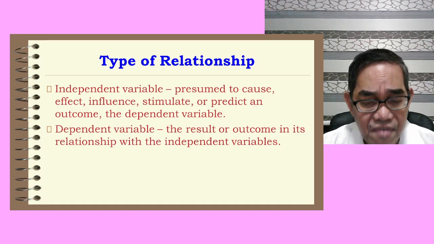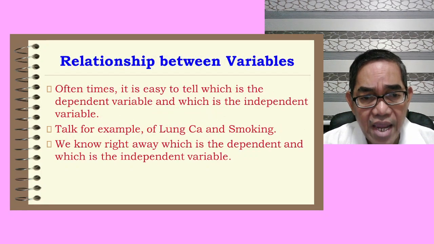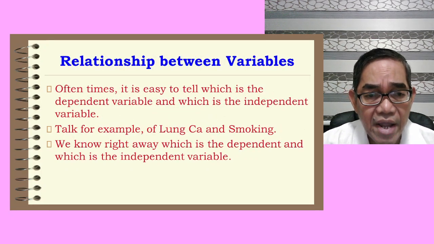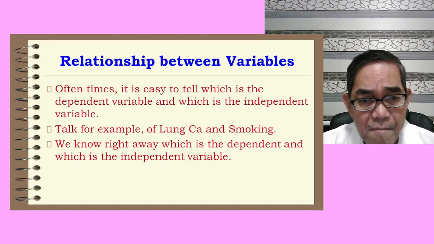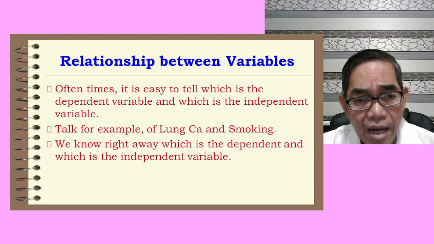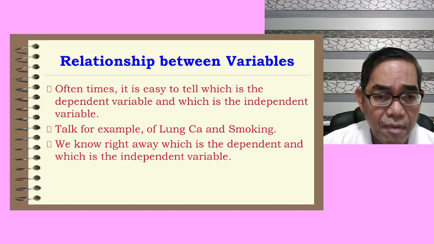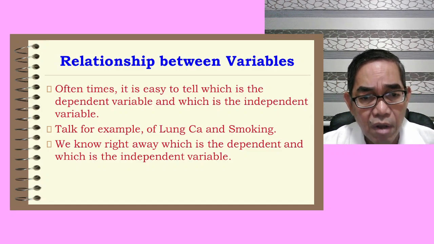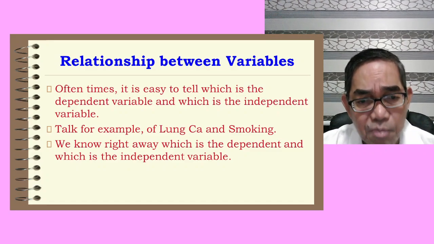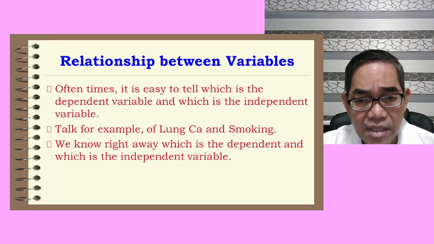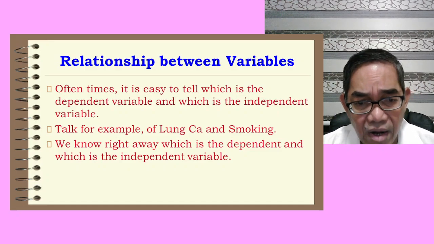When we have an objective, we need to identify what is the dependent and what is the independent variable. Now, oftentimes, it's easy to tell what is the dependent and what is the independent variable. For example, when we talk of lung cancer and smoking, we know right away that smoking is the independent variable and lung cancer is the dependent variable.